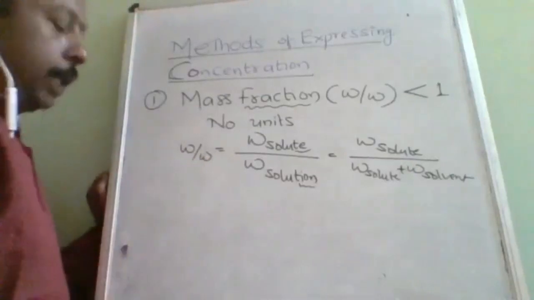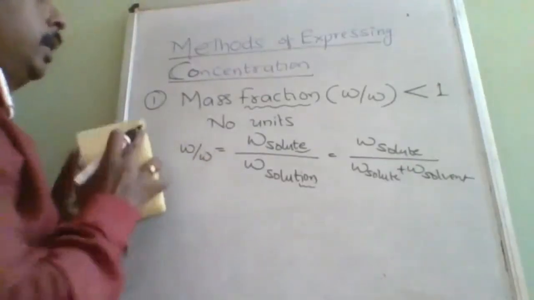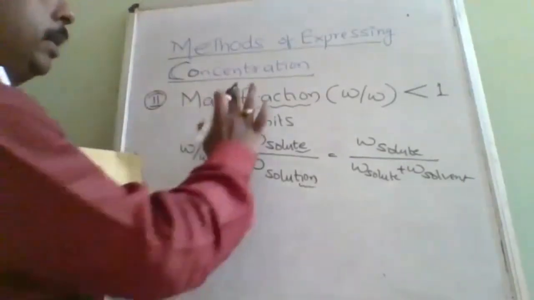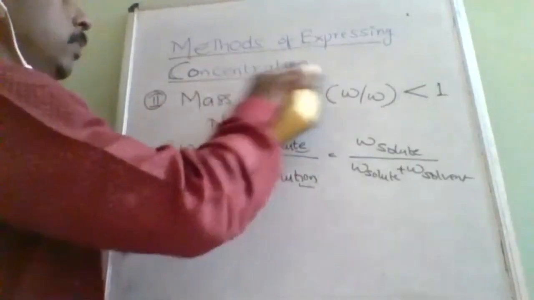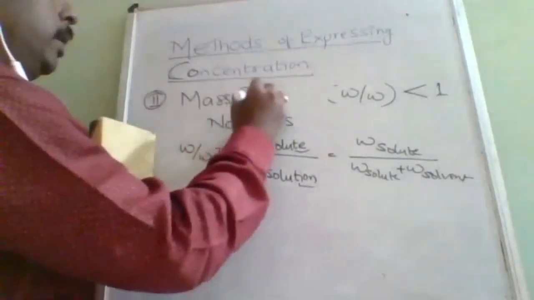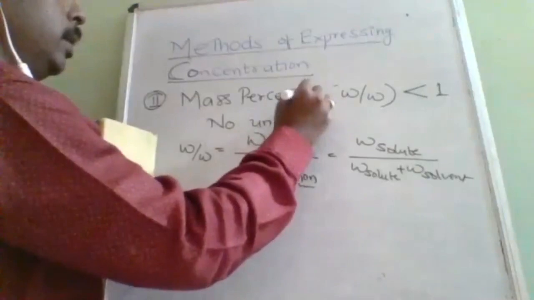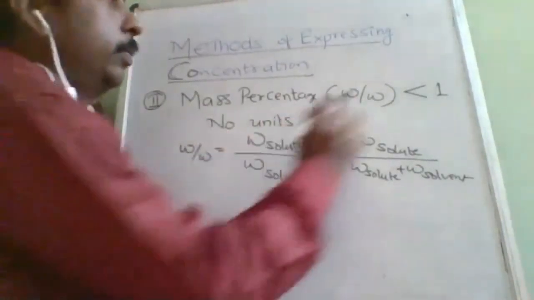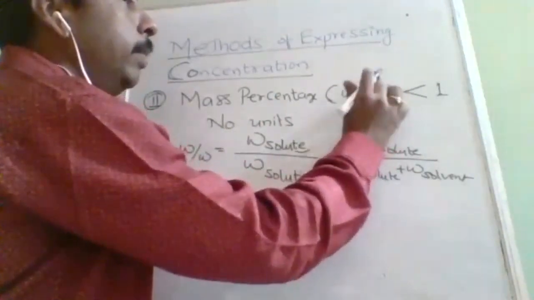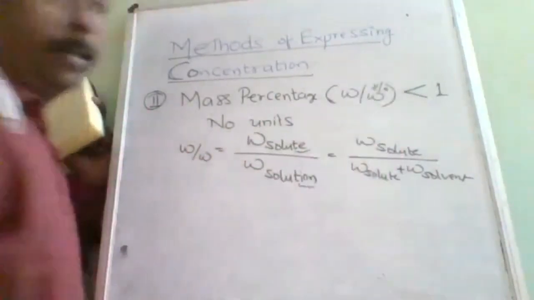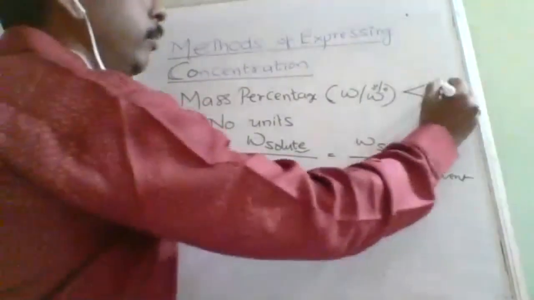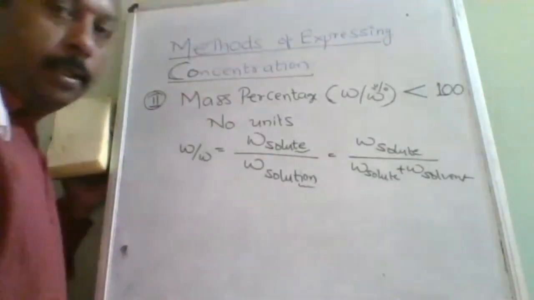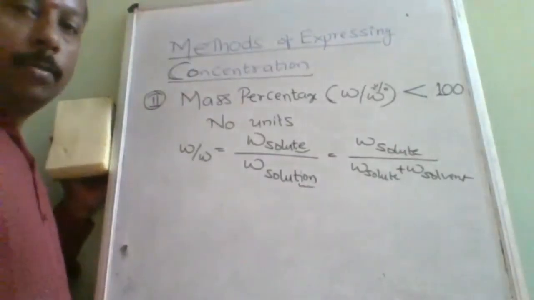Next, after mass fraction, a small modification is done to give the second type of method. What is that method? Mass percentage. As I told you, modification means the base is kept the same, only it is multiplied by 100 and denoted as W by W percentage. So it will always be less than 100. If it is equal to 100, it means it is a pure compound. You cannot imagine more than 100.